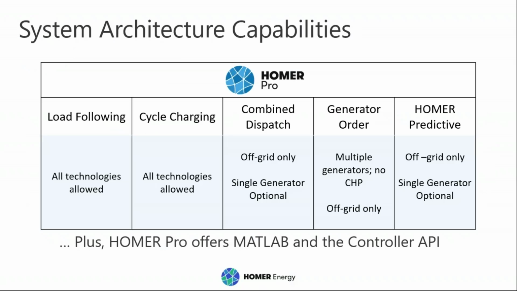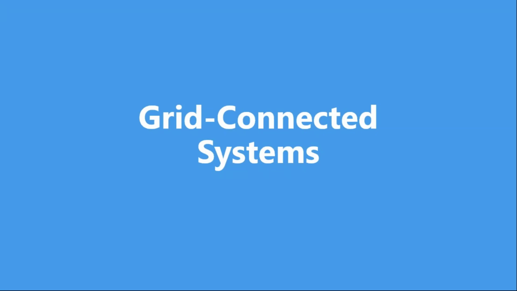So with that, I've covered all the dispatch strategies which are in HOMER Pro, and I'll just mention that there's all this flexibility and there's even more than this because you can create your own dispatch strategy or use the controller API, which I'll come back to later. Regarding the grid-connected hybrid systems or microgrids, that's why we created HOMER Grid.